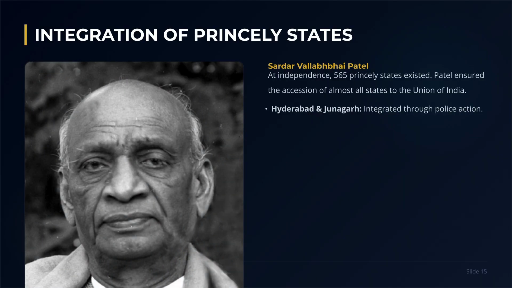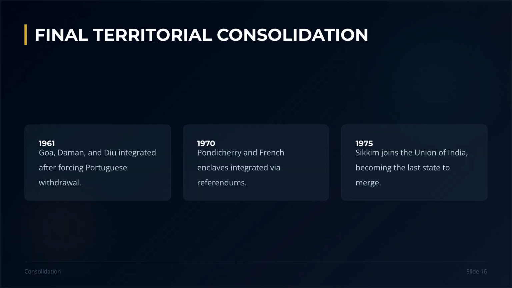Sardar Vallabhbhai Patel played a pivotal role in the integration of 565 princely states after independence. Key states like Hyderabad and Junagadh were integrated through police action, while Jammu and Kashmir acceded on October 26, 1947. The final territorial consolidation occurred between 1961 and 1975. Goa, Daman, and Diu were integrated in 1961 after the Portuguese withdrawal. Pondicherry and French enclaves followed in 1970 via referendums, and Sikkim joined the Union of India in 1975, becoming the last state to merge.